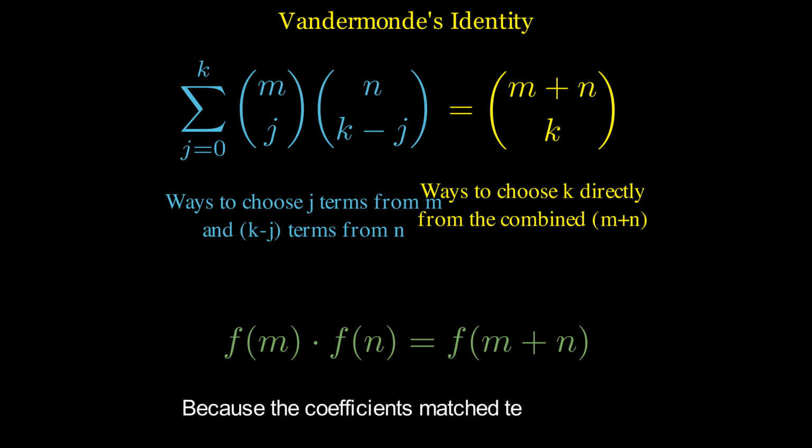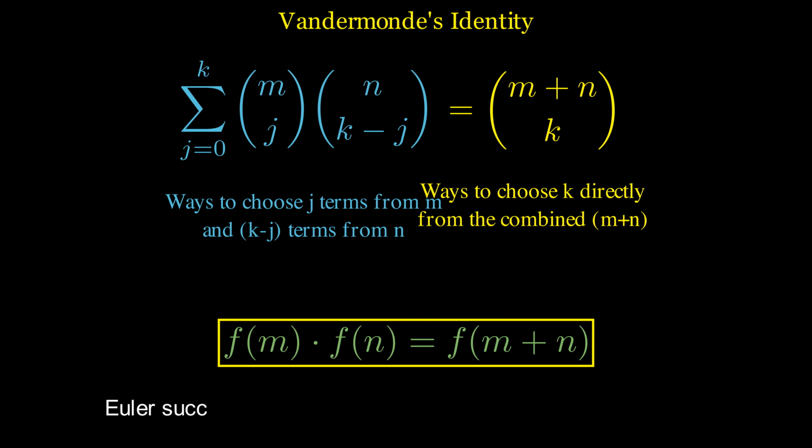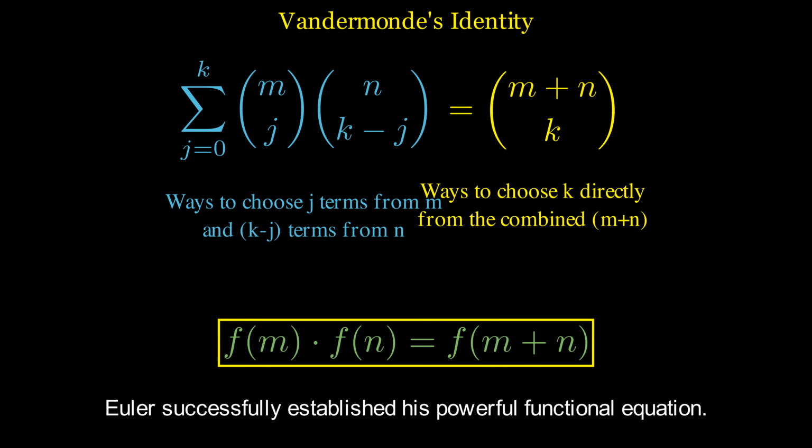Because the coefficients matched term by term, the multiplication simplified cleanly. F of m times f of n is exactly equal to f of m plus n. Through this brilliant deduction, Euler successfully established his powerful functional equation.